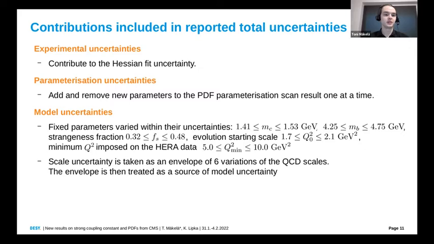Okay, so the experimental uncertainties come essentially from the Hessian fit, just the mathematical description, and the parameterization uncertainties arise from adding or removing additional parameterizations to the starting scale parameterizations that you saw on the earlier slide. And the model uncertainties come from varying these various fixed parameters within their uncertainties. So the charm and bottom quark masses, the strangeness fraction, and so on. And again, we use the same scale uncertainty principle as previously in profiling, but this time the envelope is added within the model uncertainties.